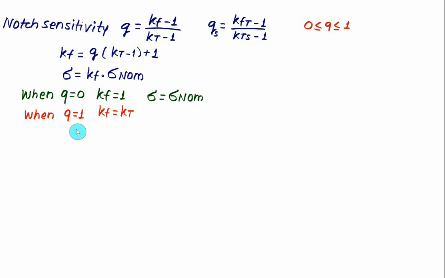We'll only introduce here the notch sensitivity, which is Kf minus 1 by Kt minus 1. Similar to Kf, we can calculate Kfs. So the value of Kfs will be equal to Q multiplied by the theoretical stress concentration factor for shear minus 1, plus 1. So the notch sensitivity and the fatigue stress concentration factor we will discuss in more detail in the case of fatigue loading.